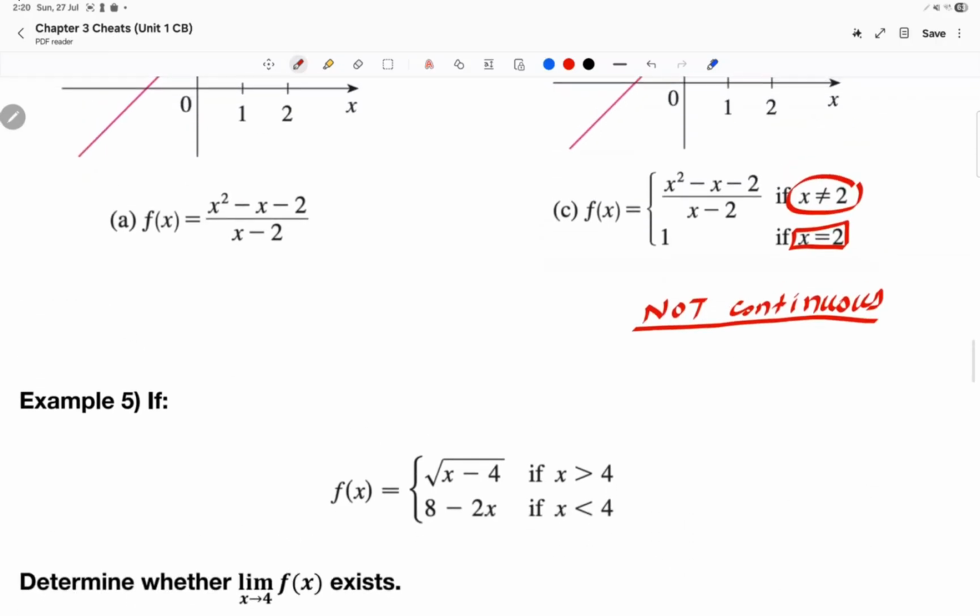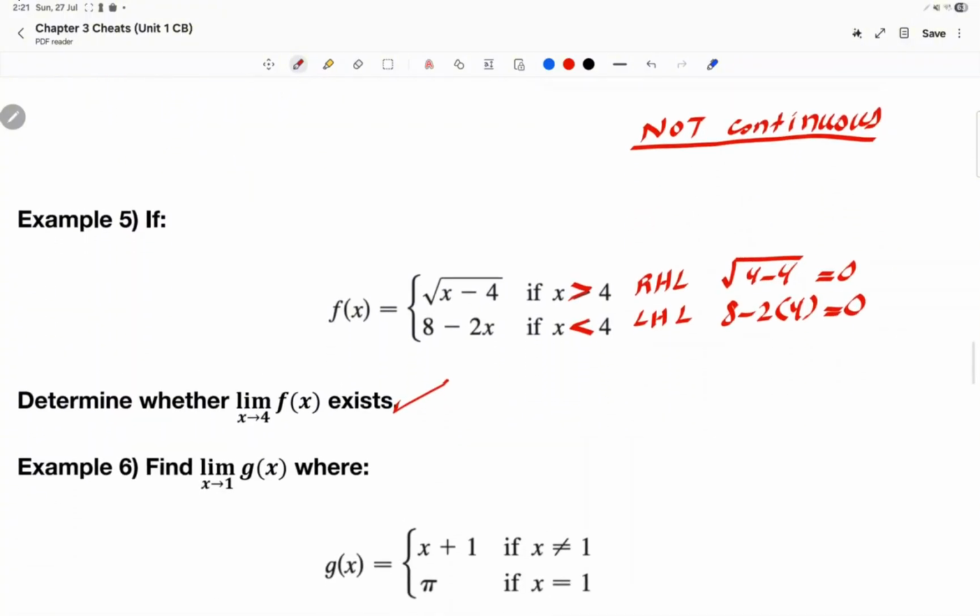Go ahead. Example 5. Alright, so bigger than means the right-hand limit. Less than means left-hand limit. So root of 4 minus 4, which equals 0. 8 minus 2 times 4, which equals 0. They're the same. The limit exists, because they're both 0. Very good. Let's do example 6.